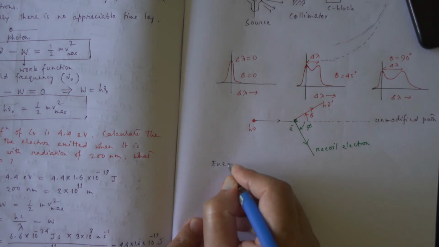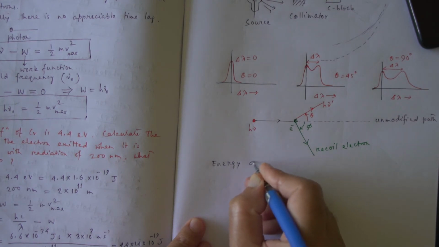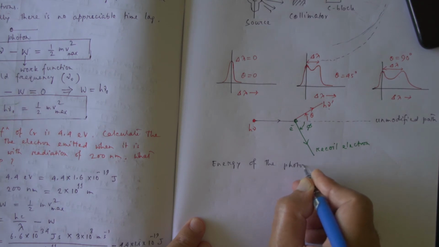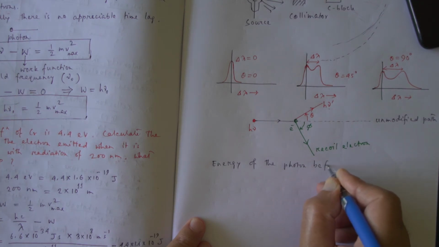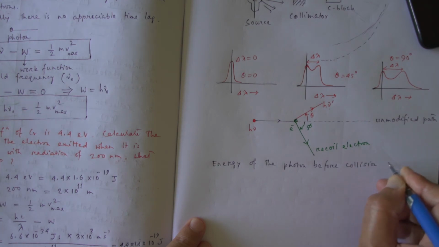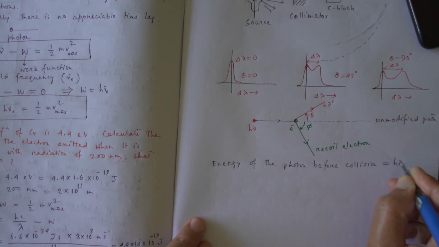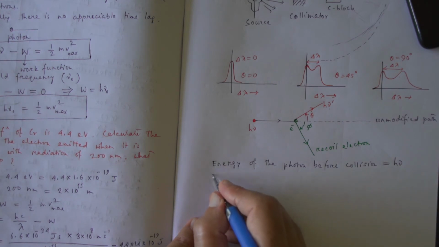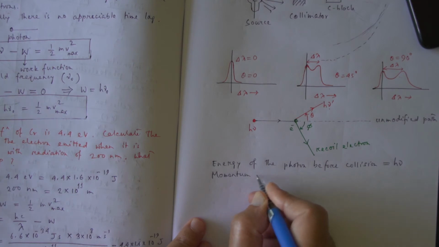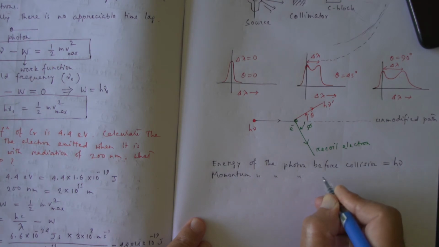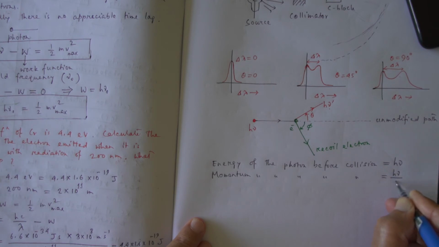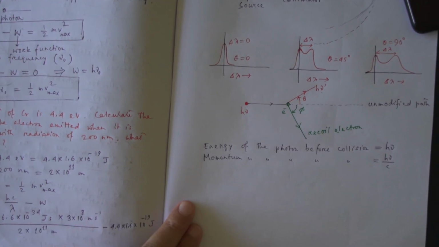Energy of the photon before collision is equal to h nu. And momentum of the photon before collision is equal to h nu by c. Okay.